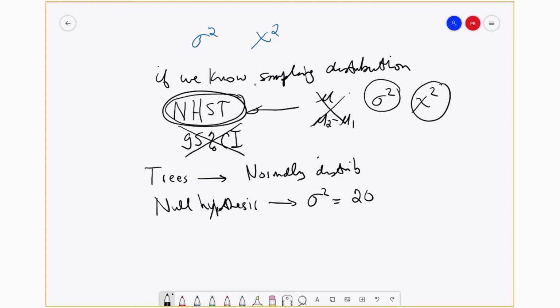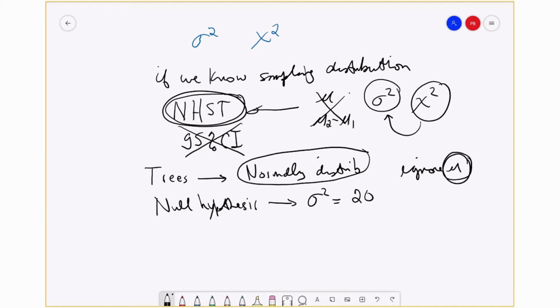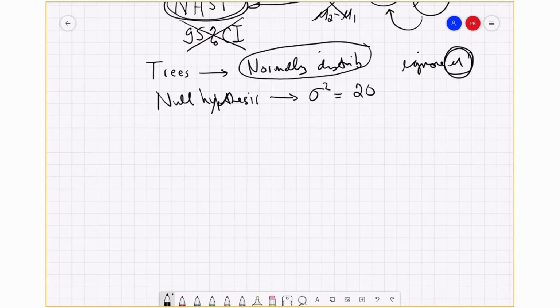Now, one of the things I alluded to before is that when we're using a chi-square test to draw inferences about variance, we can ignore the population mean. So even though the underlying population is normally distributed, it has this parameter mu, we can ignore it. The process that we're going to go through is going to be relevant and correct and practicable regardless of what the value of mu is. So there's a null hypothesis, there's our assumption about the underlying population.